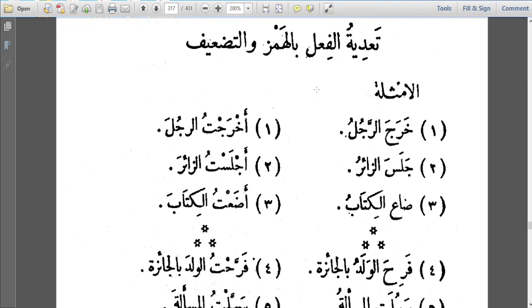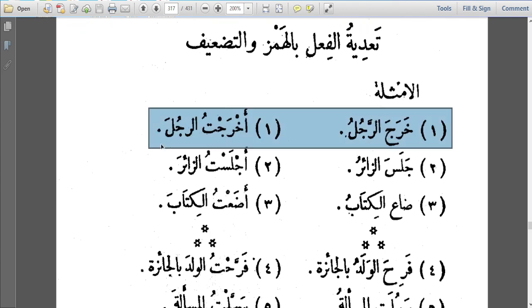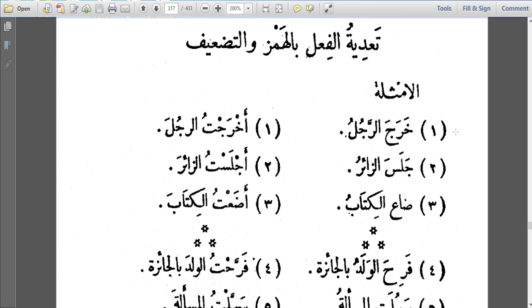It says al-amthila. It says kharaja ar-rajul. So you see that they will give us the verb here, which is intransitive, and then they will give us the transitive format. Then they will form its transitive version opposite it. So you have kharaja ar-rajulu, the man went out, or the man has gone out. This you have your fi'l and then you have your fa'il, and the jumla is kamila, is complete.